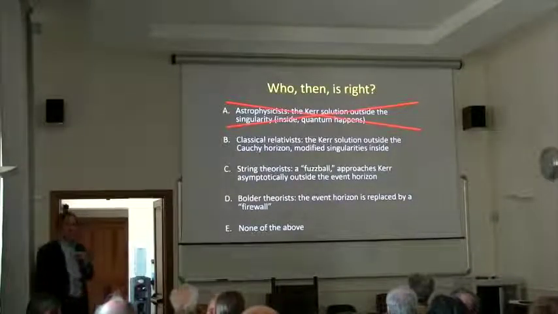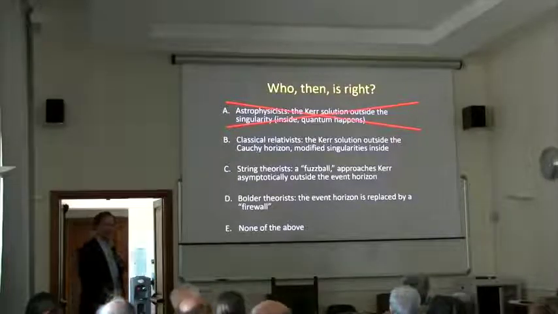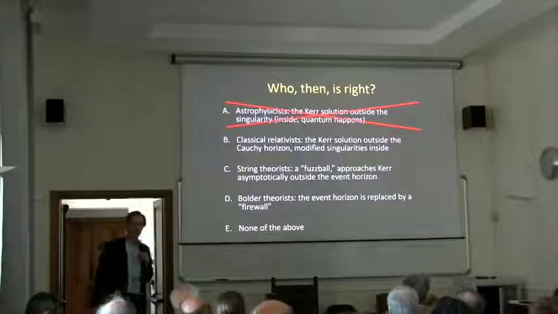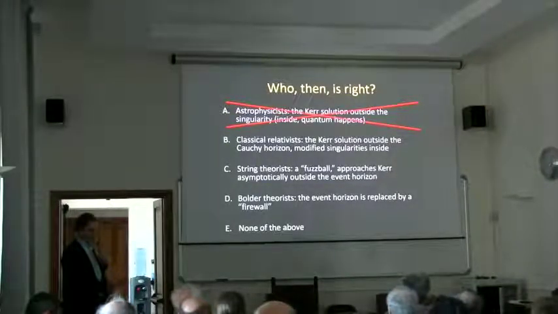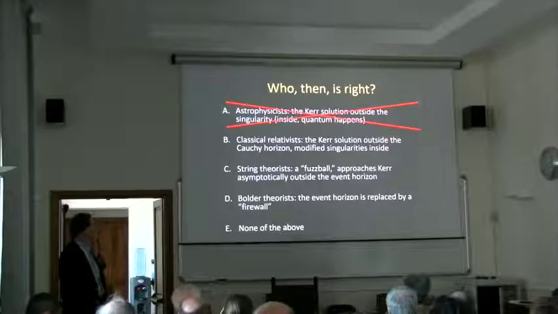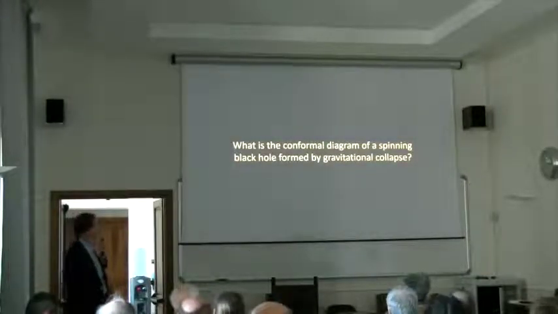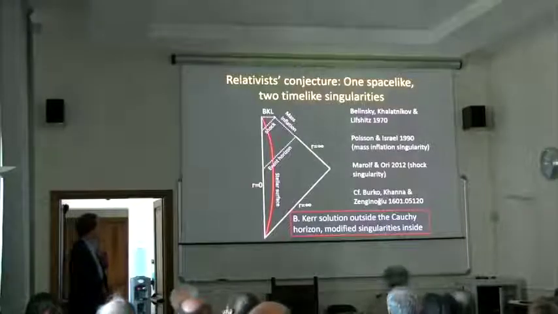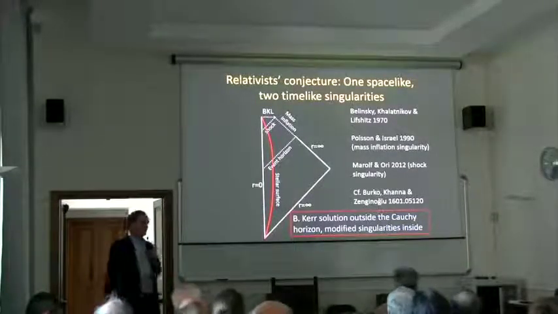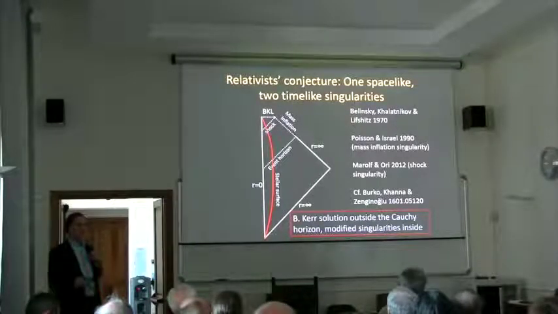So we can easily conclude that the simplistic description of the black hole as being the Kerr geometry everywhere and always is obviously false, but it raises the question, which of these descriptions is then correct? Or, put another way, what is the conformal diagram of a spinning black hole formed by gravitational collapse? Well, there are conjectures from classical relativity. Let me say this is a difficult problem.